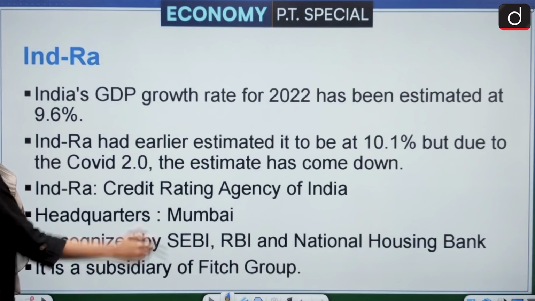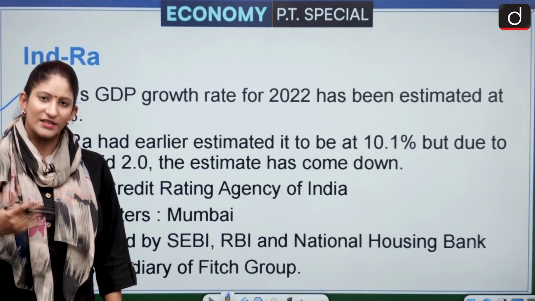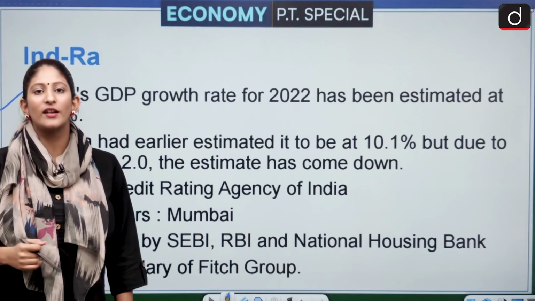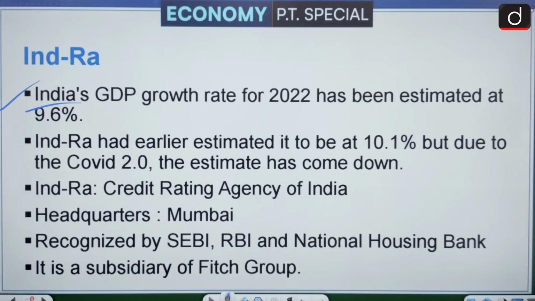Okay. So, next is INRA, which is a credit rating agency such as CRISIL, ICRA. These are the credit rating agencies. Similarly, we have INRA. India's GDP growth rate for 2022 has been estimated at 9.6%, because it was earlier estimated to be 10.1%. Now, because of COVID 2.0, the estimate has come down. The headquarters of INRA are in Mumbai.